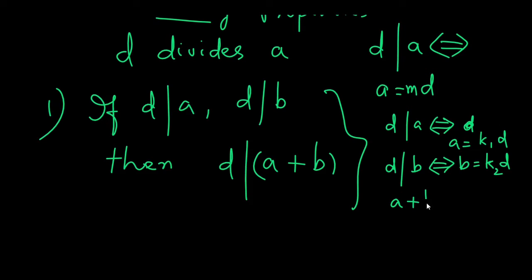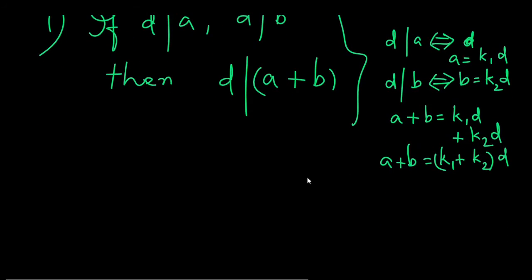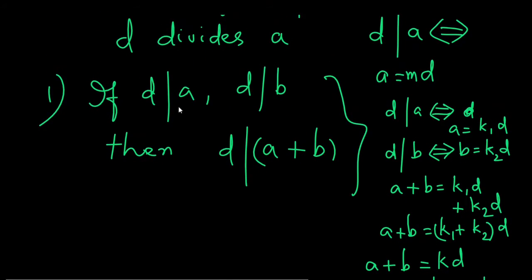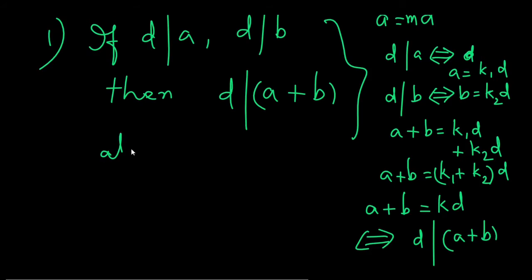So A plus B is equal to K1D plus K2D. So A plus B is equal to K1 plus K2 into D. So A plus B is equal to some whole number K into D. So this means D divides A plus B. So if D divides A and D divides B, then D divides A plus B. Also, D divides A minus B.